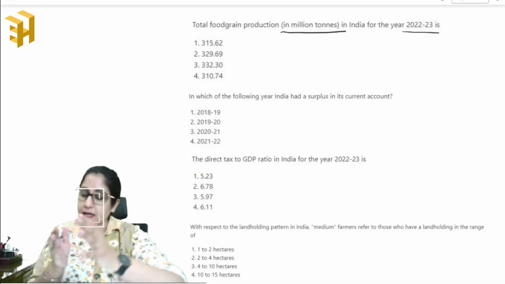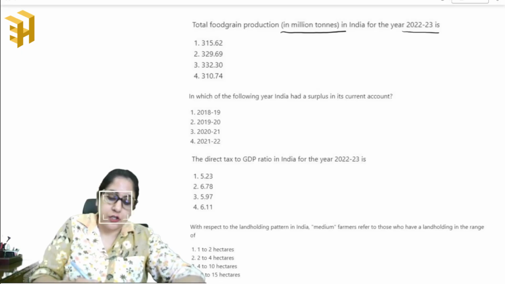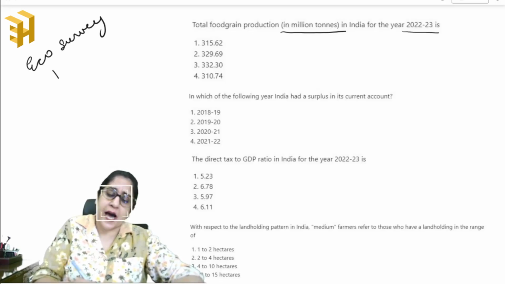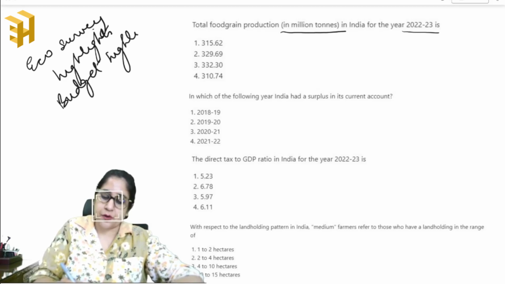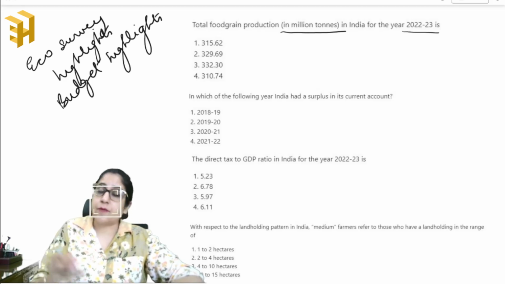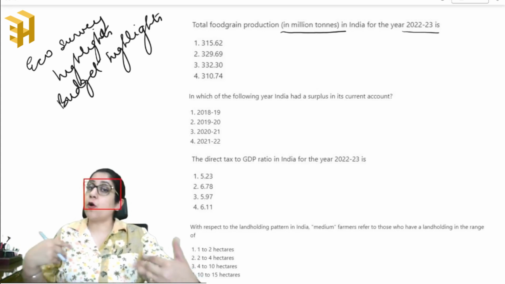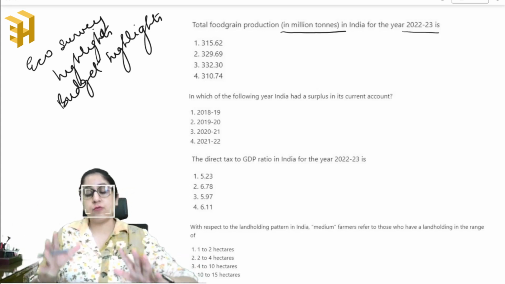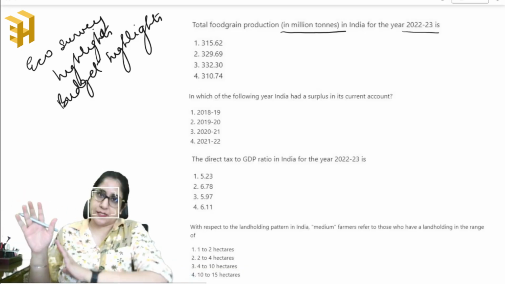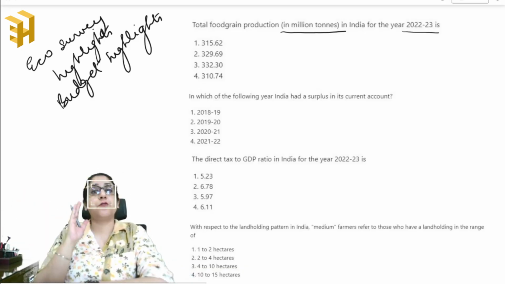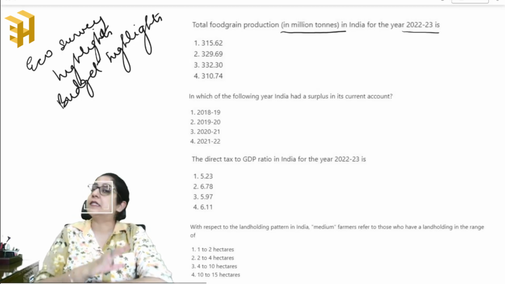And for that, you need to go through the Economic Survey, go through the highlights itself, right, and the budget highlights. Okay, so these are published by the government, so you can go through them. Okay, so this will help you in making the most appropriate guess. So the probability of you making the right choice increases.